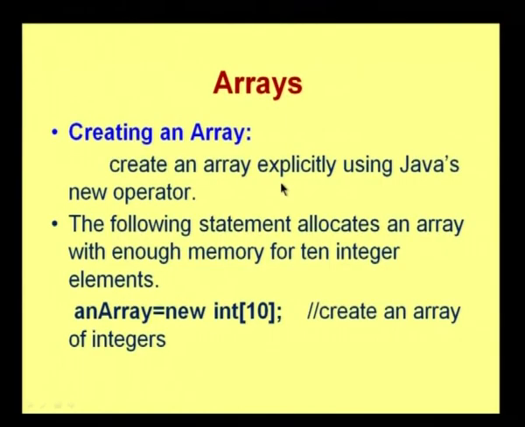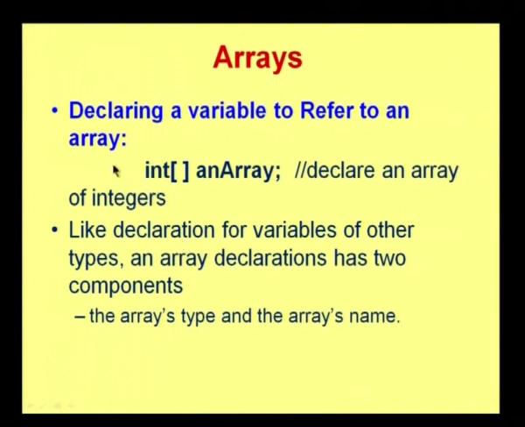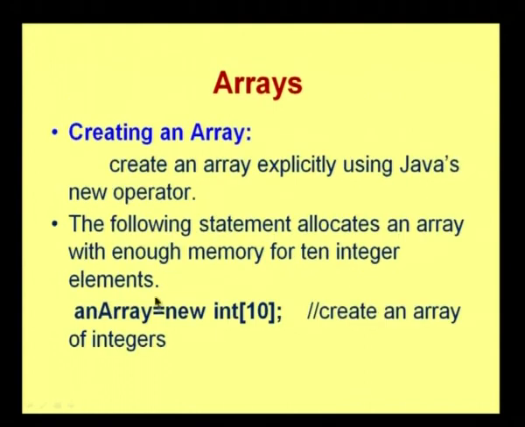Now we'll start discussing how to create your array. Creating an array explicitly uses Java's new operator. The following statement allocates an array with enough memory for 10 integer elements. You can see that initially we have declared an array. This is an array of integers. Now I am specifying that I am going to allocate a maximum of 10 integers in this particular array.